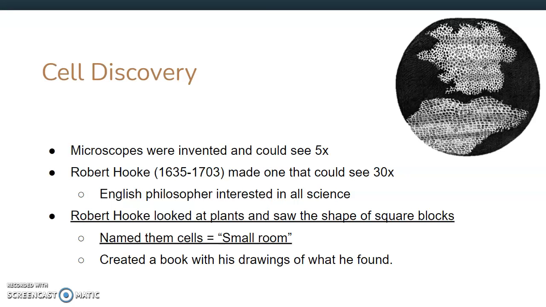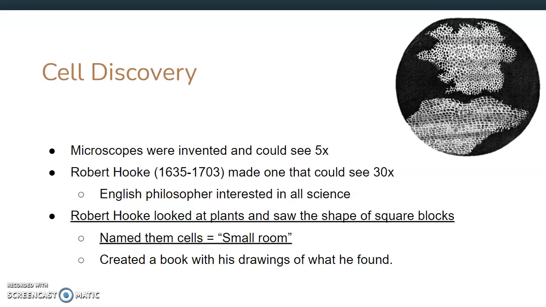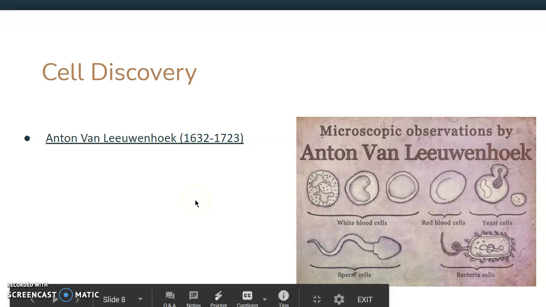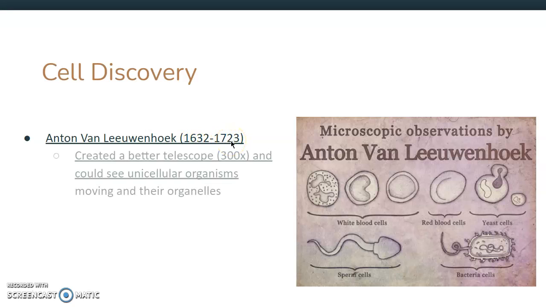And so he created a whole book with all of what he found. So he was kind of our first main scientist to start looking at cells. And as he's publishing his work and finding stuff, there's another scientist called Anton van Leeuwenhoek. I did not pronounce that right, but we can all read his name, who was living around the same time as Hooke. We can see that he was born in 1632 and died in 1723.